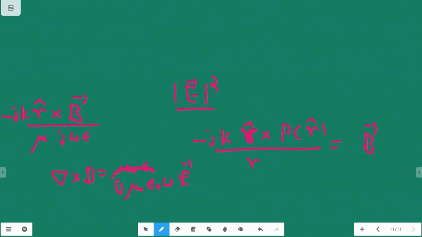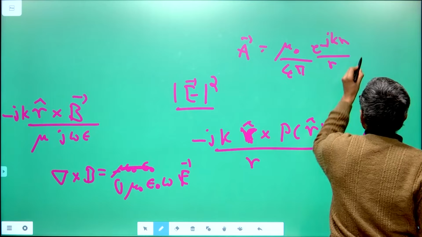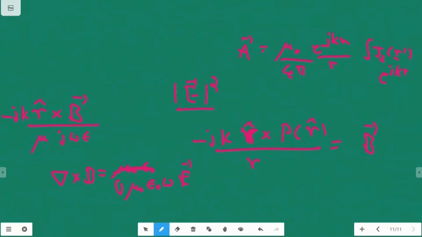How did you obtain A? You got A using the retarded potential, namely mu naught by 4 pi e power minus j k r by r into the integral of j s over the surface e power j k r cap dot r dash d s r dash over the surface, and this I absorbed into p. So I wrote this as e power minus j k r by r into p of r cap. It's a pattern function. If you take del cross A, you get B, and you retain only the 1 by r term, you get minus j k e power minus j k r by r into r cap cross p at r cap. That is the value of B that you got, and if you take another curl of that, you will get E.